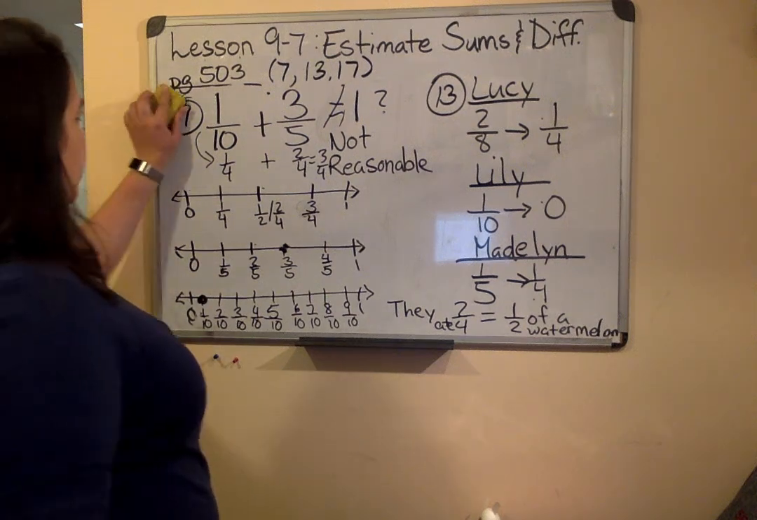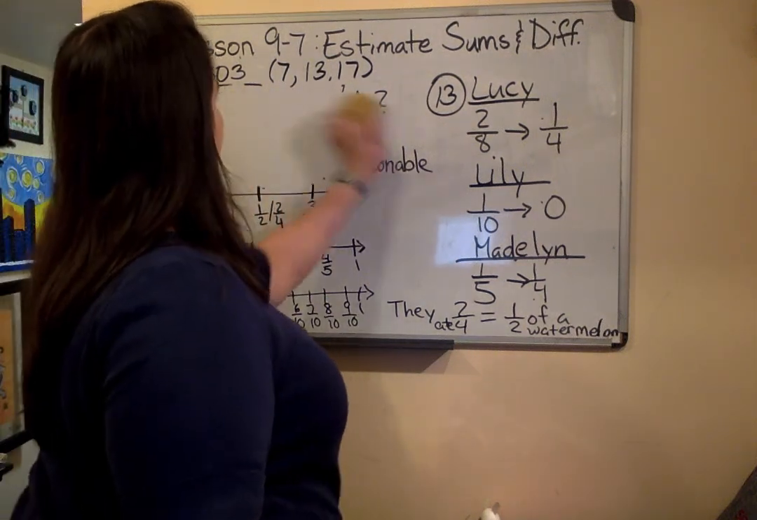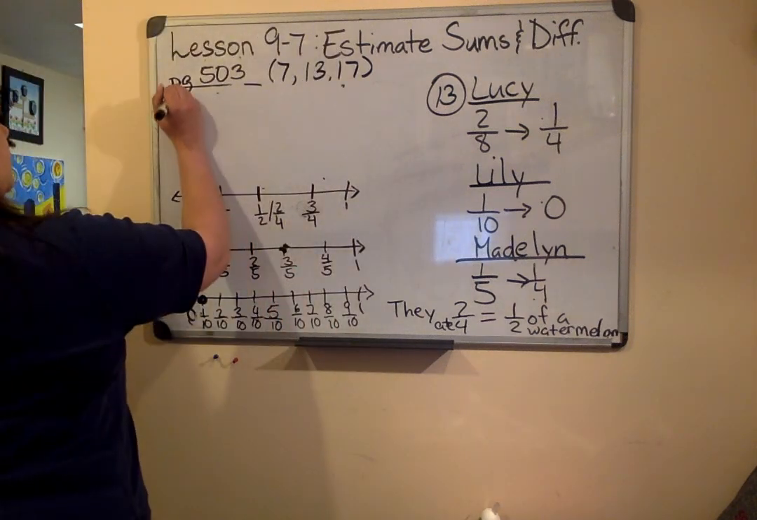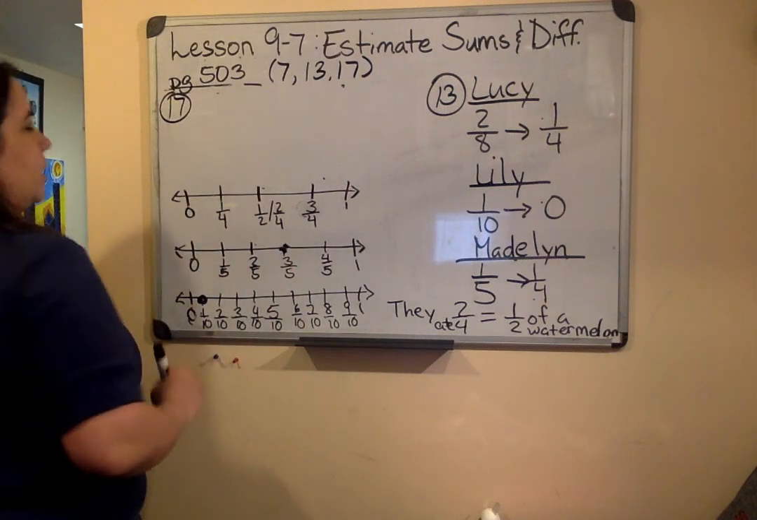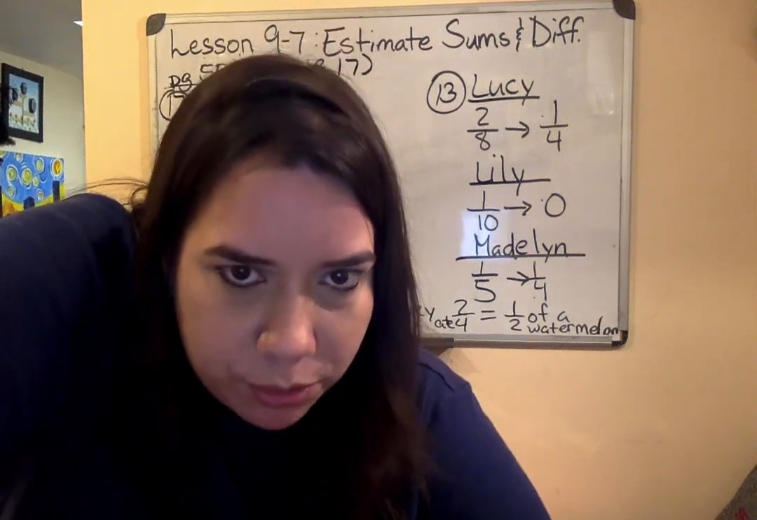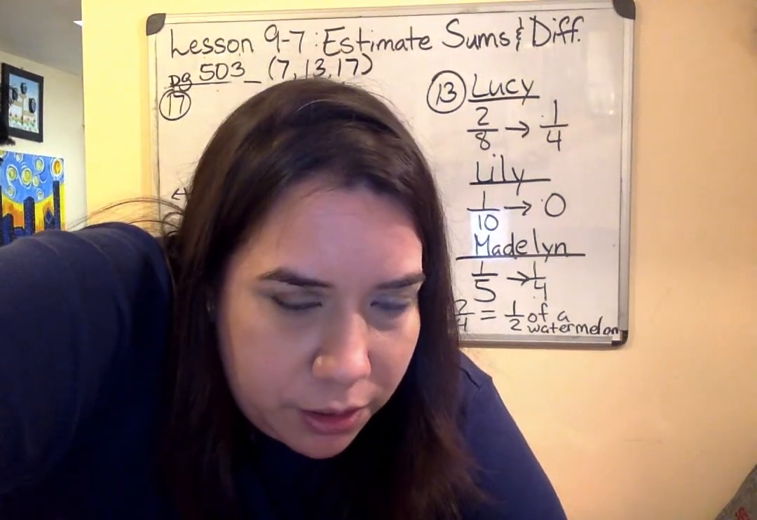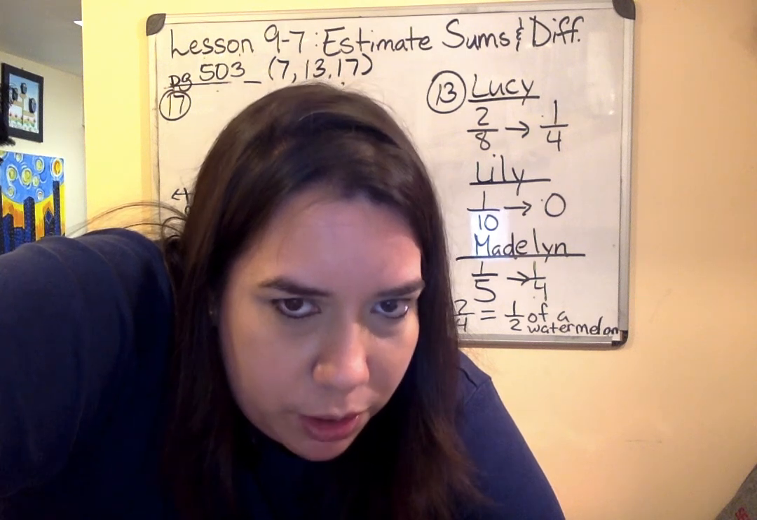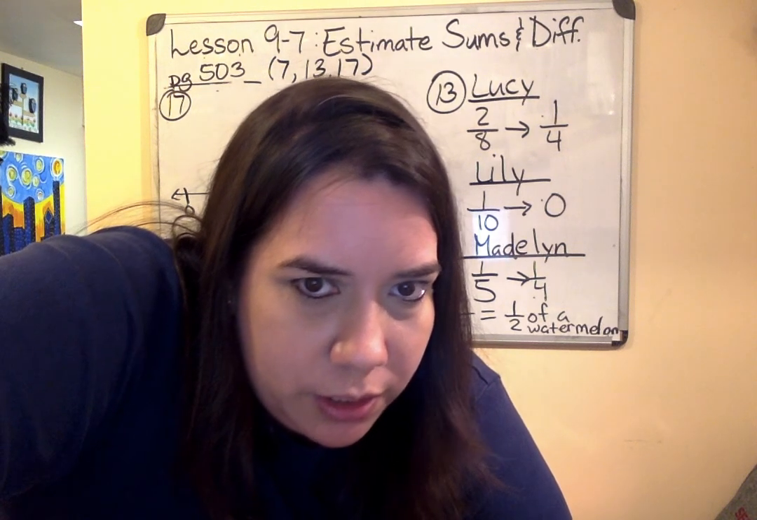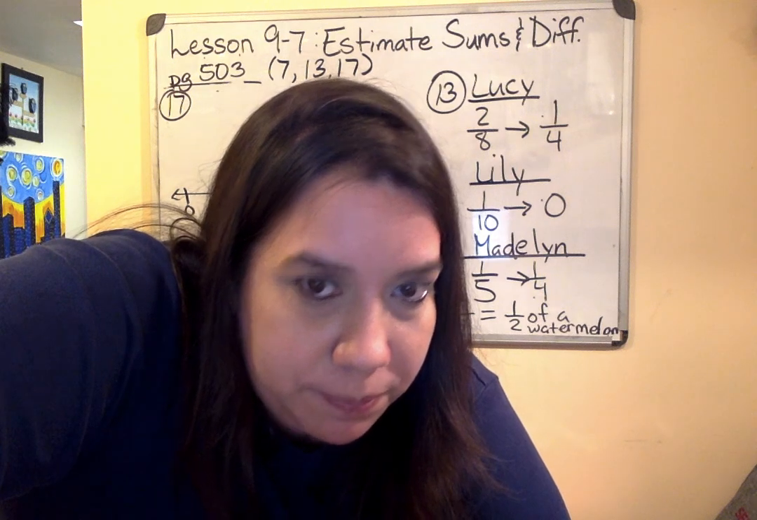All right. I'm gonna erase number 7 here. It's not gonna help me anymore. Número 17, okay? So Harry filled 1/5 of a pitcher with water. Then he filled another 6/10 of the pitcher with water. Estimate what fraction of the pitcher was filled with water. Use the number lines to explain.